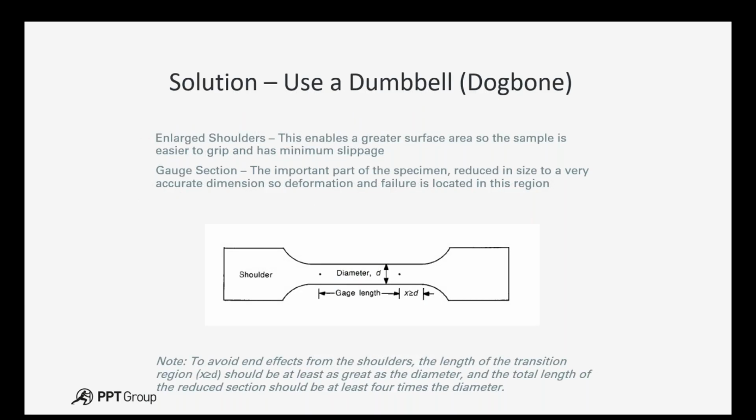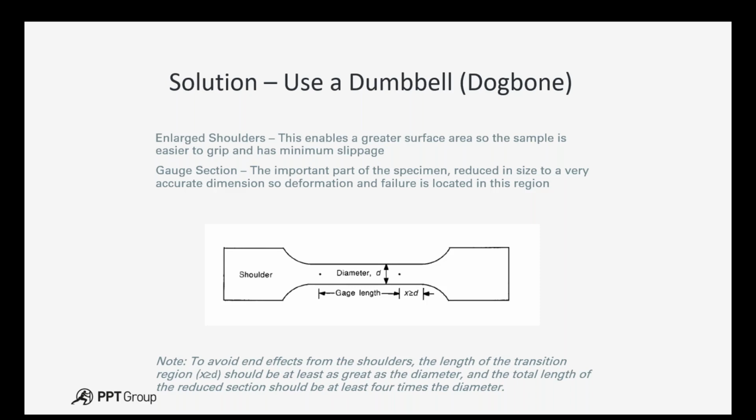or sometimes people call it a dog bone. Now, the reason we do this to our samples is, firstly, we've got an enlarged shoulder on the sample, and this helps us a lot with gripping the sample. We've got a larger surface area, plenty of area to grip with the face of the grip. We also, with the larger area, introduce more friction, which helps slippage.